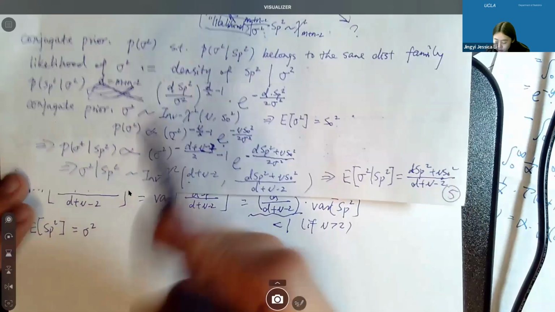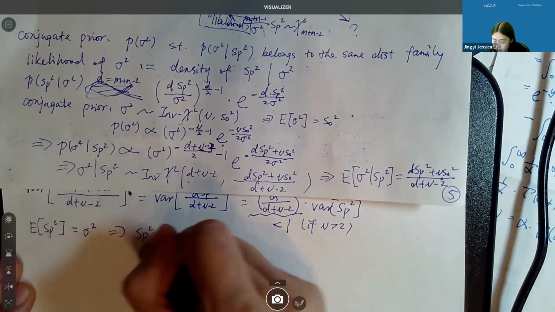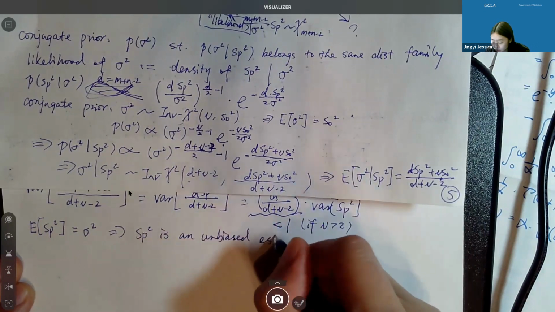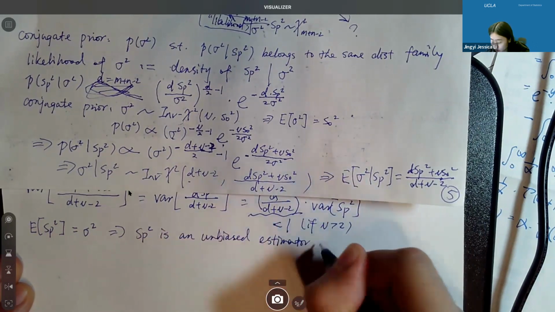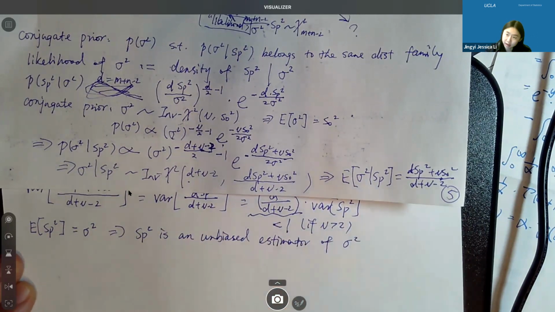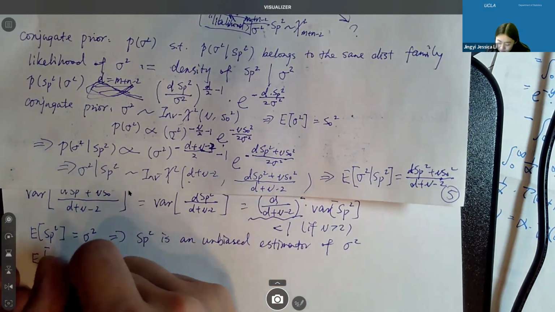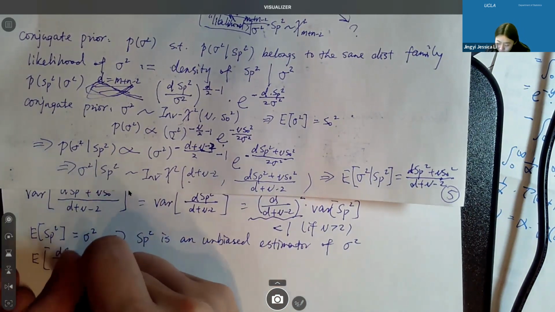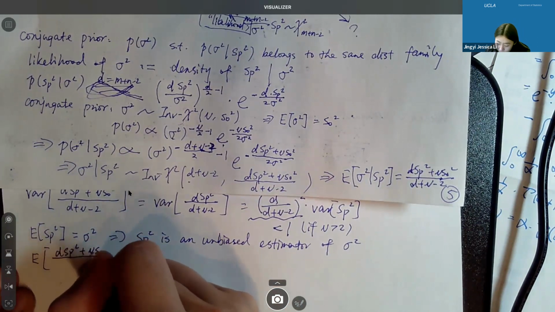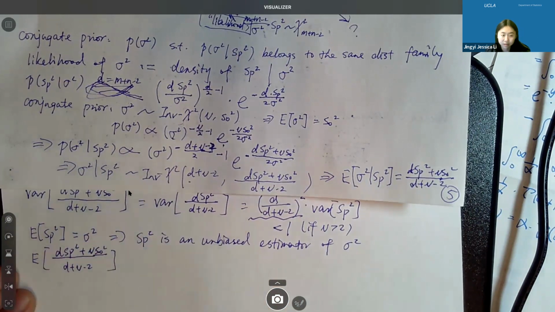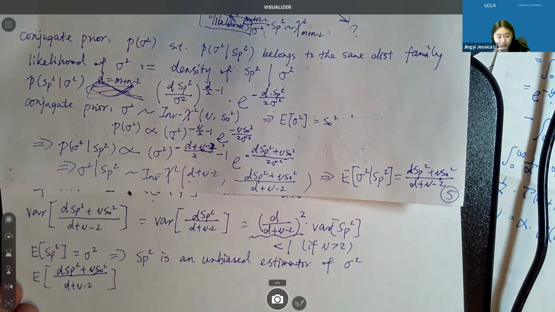This says that S_p squared is an unbiased estimator of sigma squared, which is nice, although it has a large variance. How about the expectation of this new estimator? Okay, how about this new estimator?